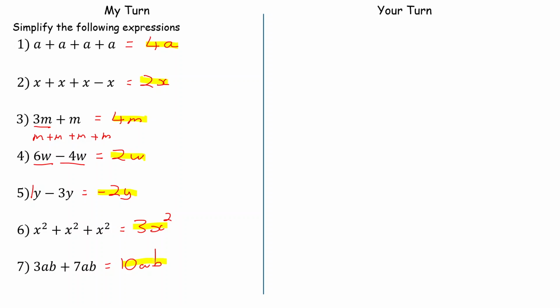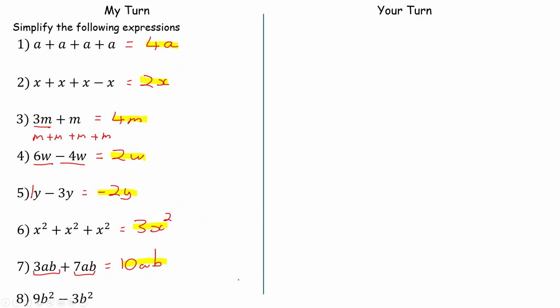Again, if you wanted to, you could look at this by saying the first part of 3ab is literally ab added to itself 1, 2, 3 times, and you're adding on another 7, so another 1, 2, 3, 4, 5, 6, and then 7. And if you count them all up, you've got 1, 2, 3, 4, 5, 6, 7, 8, 9, 10. 10 lots of ab. So that is what is going on behind the scenes.